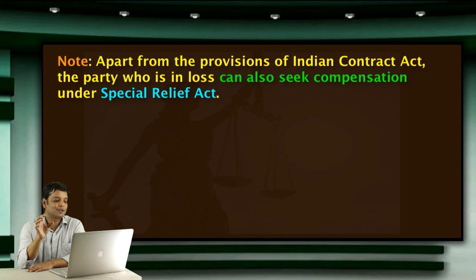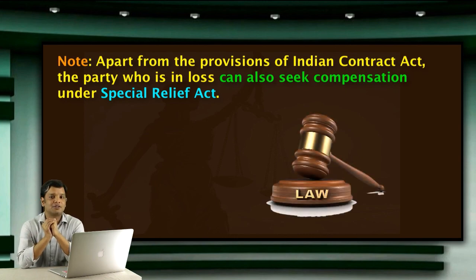Note, apart from the provisions of the Indian Contract Act, the party who is in loss can also seek compensation under the Specific Relief Act. So this provision is saying that we have another law, the Specific Relief Act, under which you can also claim the damages. So now you have two provisions, under the Contract Act and under the Specific Relief Act. Under these two provisions you have the right to claim your loss.